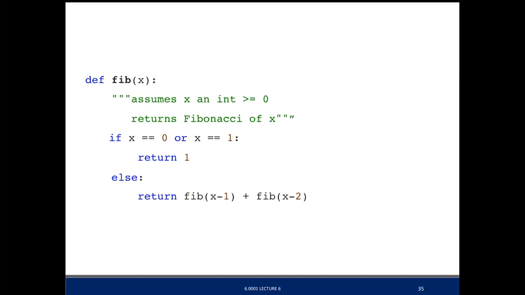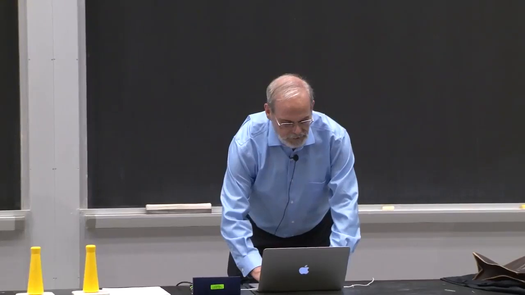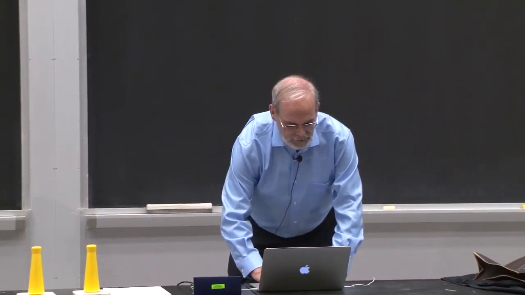Fibonacci, I'm going to assume x is an integer greater than or equal to 0. I'm going to return Fibonacci of x. And you can see now it says if either x is equal to 0 or x is equal to 1, I'm going to return 1. Otherwise, I reduce it to 2 simpler versions of the problem, but with different arguments, and I add them up. Okay? And if we go look at this, we can actually run this.